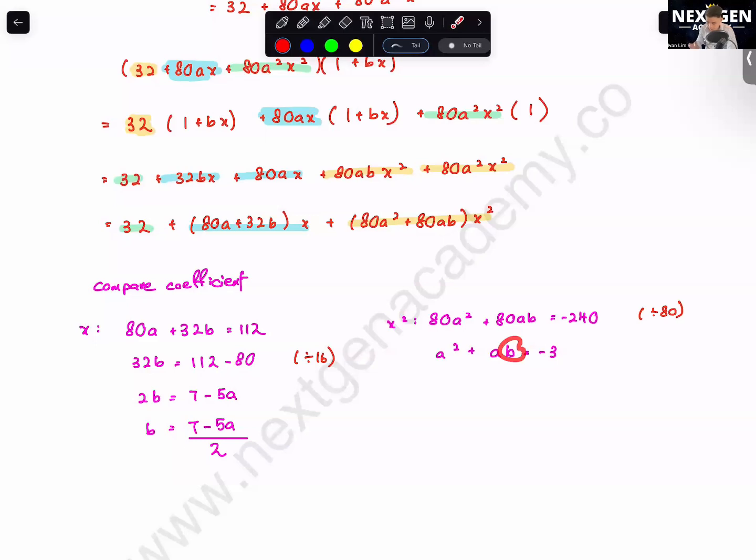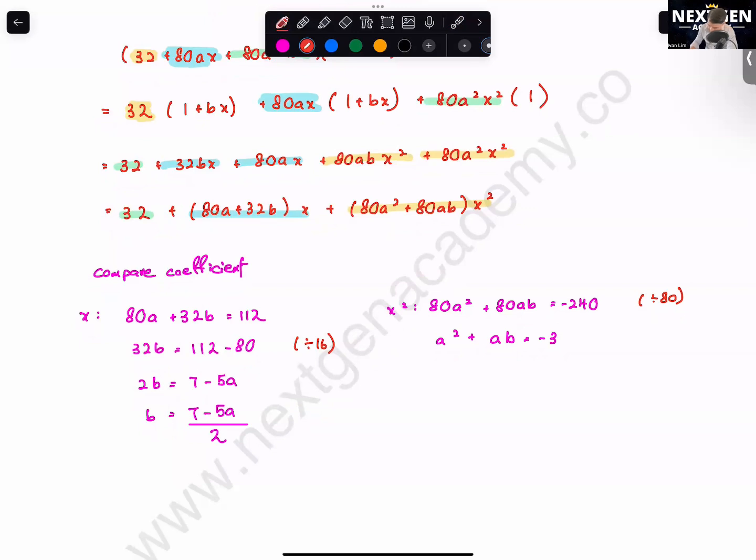B here, right? Why I didn't want to make a the subject? Because then you have to expand more and get a square also. You can do that, but I prefer not to. So I'm going to do the next part, which is substitute b into, let's just say this equation, equation 1. You don't have to write all these, I'm just making it clear for y'all.